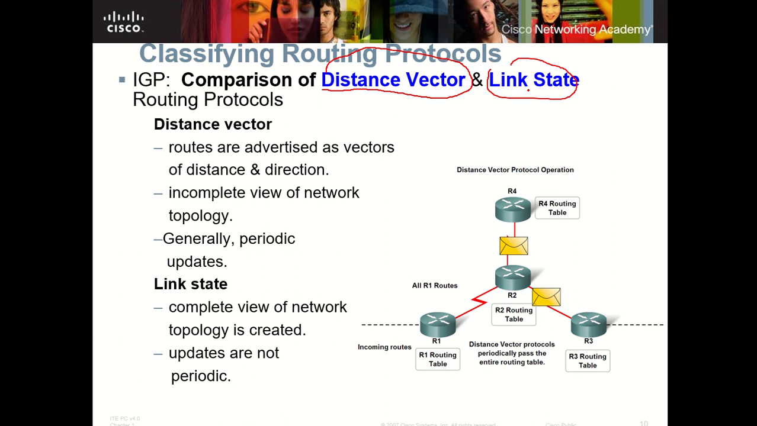generally, this is their difference, when we say distance vector versus link state. In distance vector routing protocols, the routes are advertised as vectors of distance and direction. So in a distance vector protocol, the view of the topology is incomplete and generally it has periodic updates. While in a link state protocol, like OSPF and IS-IS, the view of the network is complete and its updates are not periodic. So that is their difference in terms of comparison.